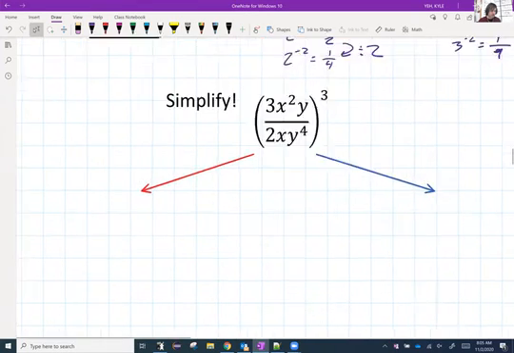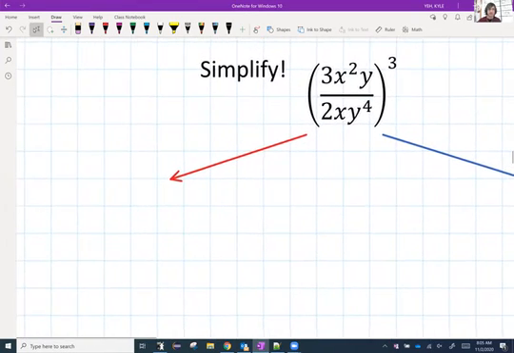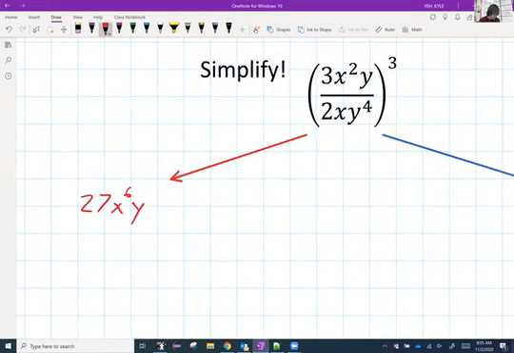Now, I want to show you that you can work this either way and it still works out okay. In red, I'm going to cube both top and bottom. So 3 cubed is 27. X squared cubed is x to the 6th. There's my power to a power. Y cubed is just y cubed over, on bottom, what is 2 cubed? 8. X cubed is just x cubed. And y to the 4th cubed is y to the 12th.